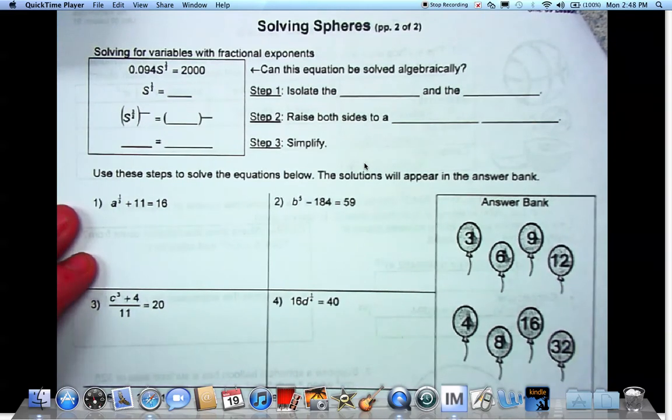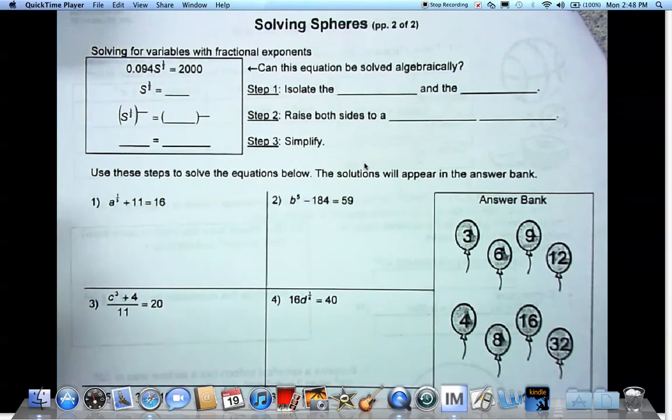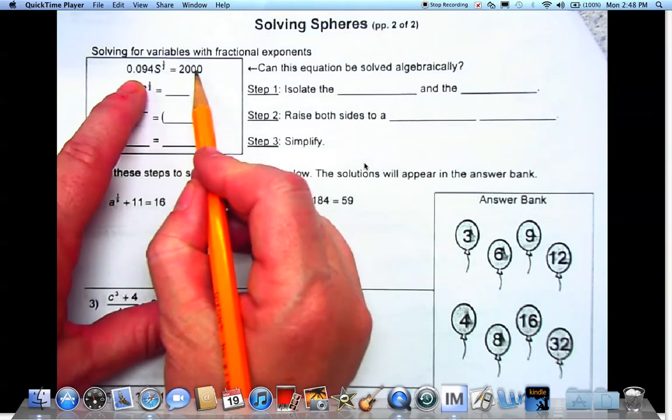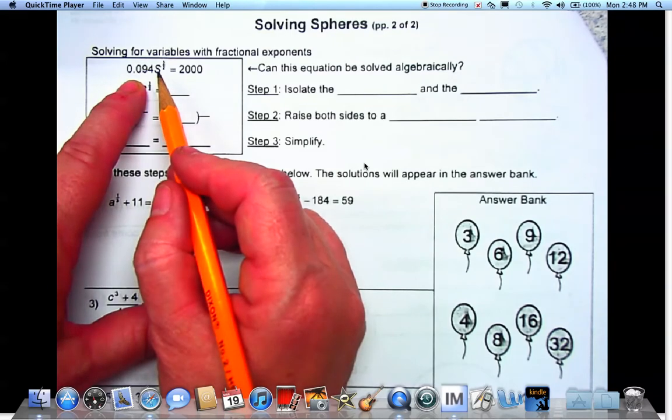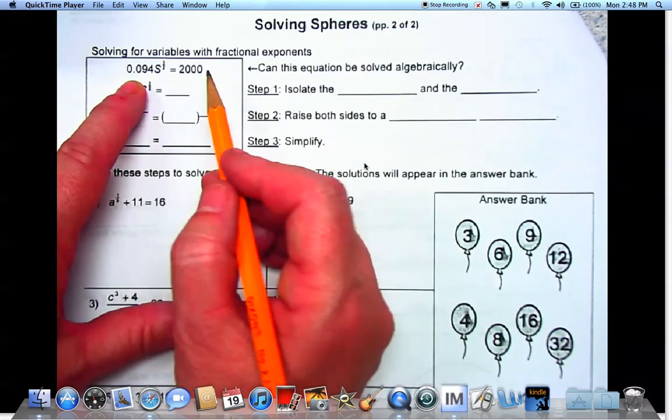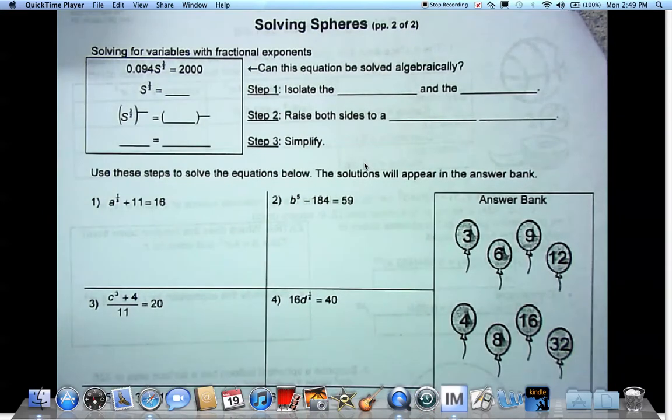All right, later. Okay, we're going to take this equation right here and solve it for S. Find out what S should be to make this true. Now this is a different equation than what you learned a long time ago. It's been over a week since you learned it, but let's see if we can do this problem.